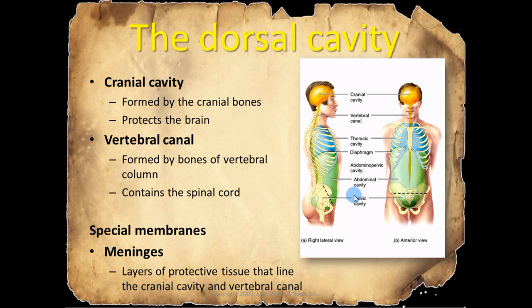Here's just some more details about the dorsal cavity. The cranial, of course, wraps around the brain, so it has things called cranial bones. The vertebral cavity is made up of the vertebrae, and it houses the spinal cord. There are special membranes underneath these bones that help protect the organs in there. In the brain and the spinal cord, there's a layer called the meninges. And of course, you've heard this because meningitis is an inflammation of the meninges that wrap around the brain and the spinal cord.